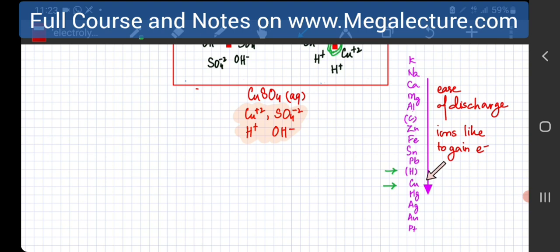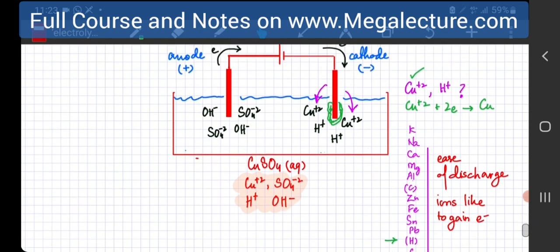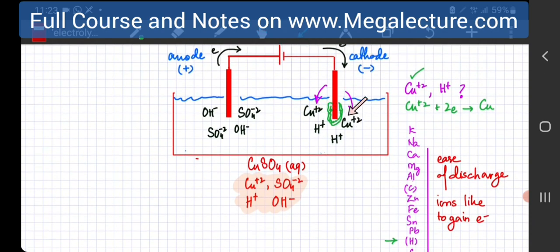Let me just briefly tell you that it's always the unreactive metal that wants to gain electrons because it doesn't like to lose electrons. So if it has lost electrons, it will try to gain its electrons back. It does not want to react. Copper would try to remain in the form of copper. So if there are copper plus 2 ions, they will quickly try to gain the electrons back.